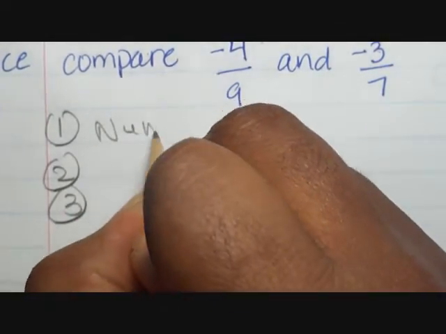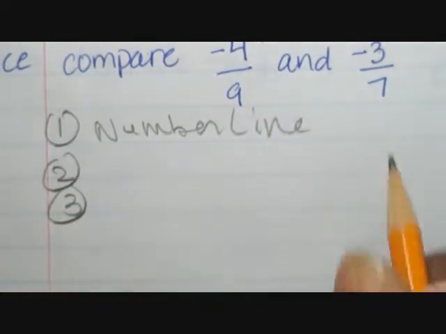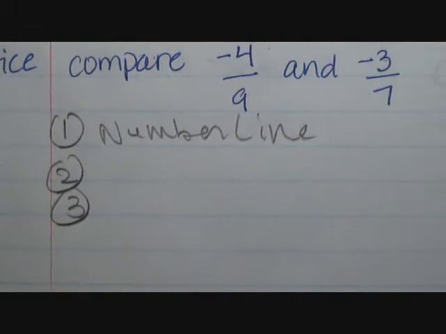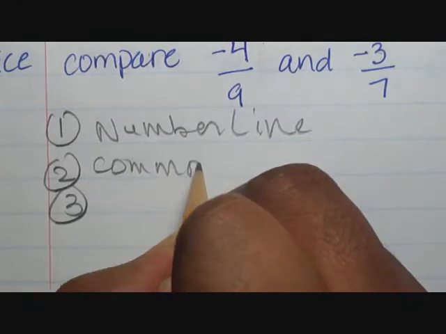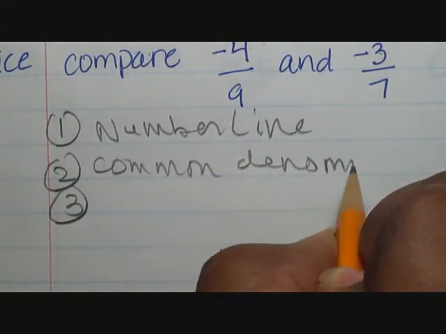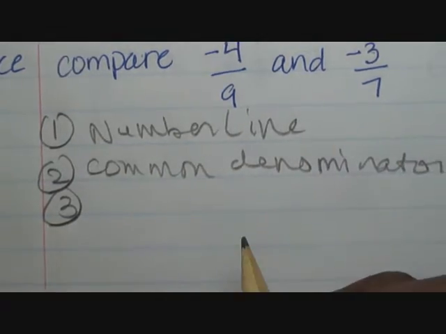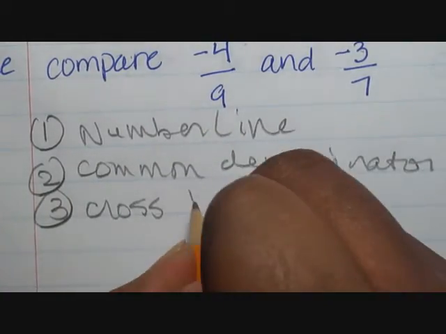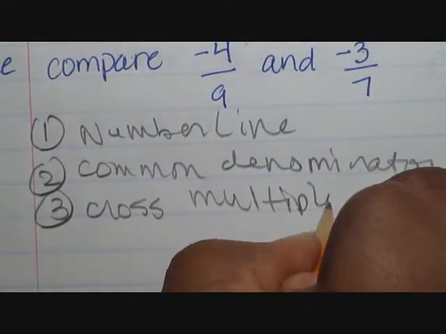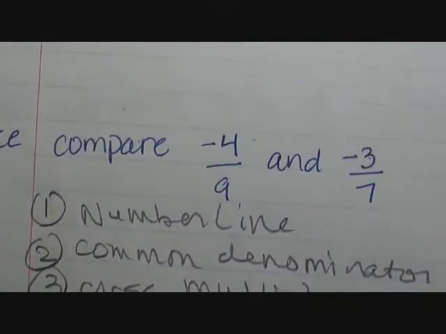I used the number line strategy. Yes, I want you to draw it out. I used the common denominator strategy, so I'll need to see that worked out. And then the last way I showed you was to cross multiply, and I would like to see that. So go ahead and finish that part on your own.